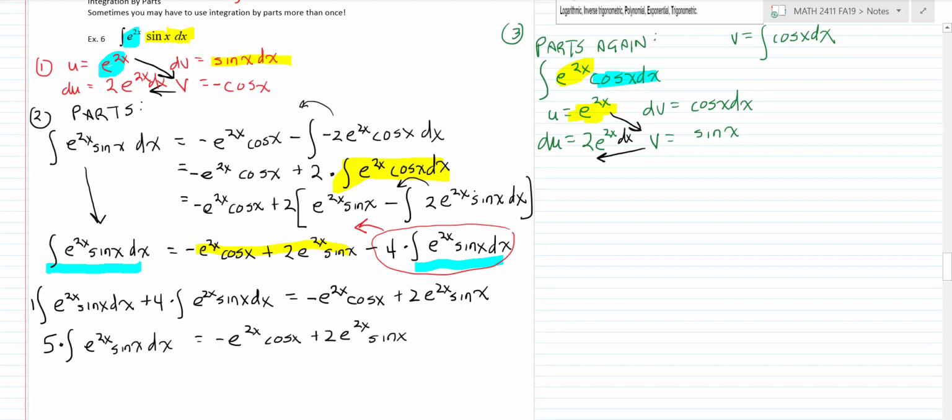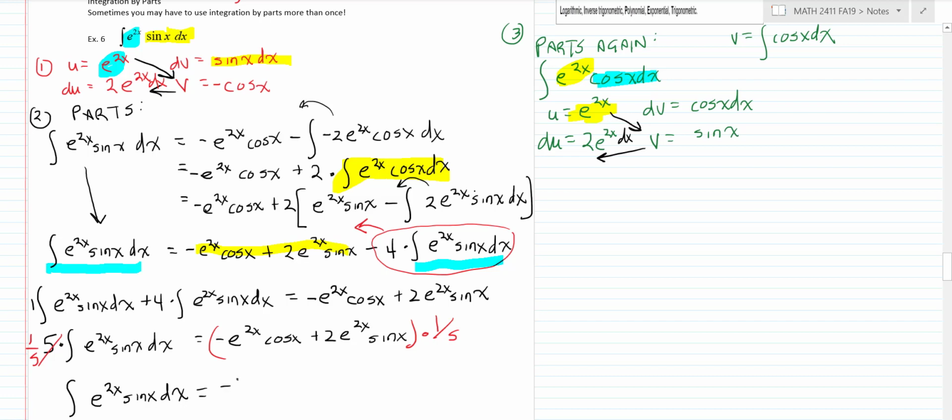So what I can do here is multiply both sides of this equation by 1/5. So I'm going to multiply that whole side of the equation by 1/5. Then I get the result I'm looking for. So I've got the integral of e to the 2x sine x dx, which is what I was trying to integrate. Now I'm just going to distribute that 1/5 through there.